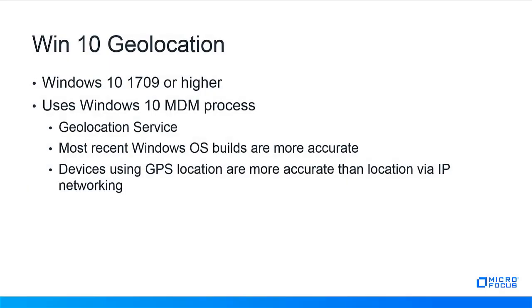Windows 10 1709 or higher has this geolocation service running. It uses the Windows 10 MDM processes, the geolocation service. And the more recent the Windows OS builds are, the more accurate this location finder is, only because the technology is always improving. Devices using the GPS location are more accurate than the location via IP networking.